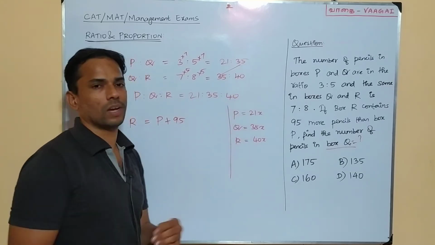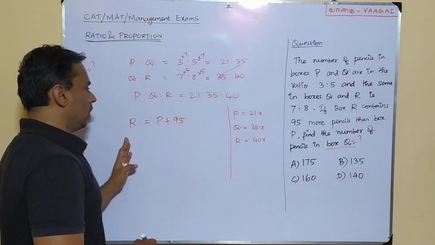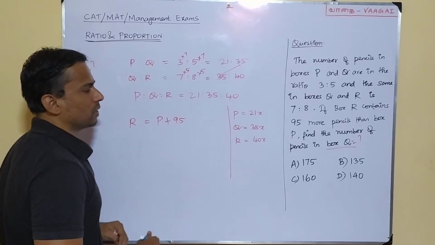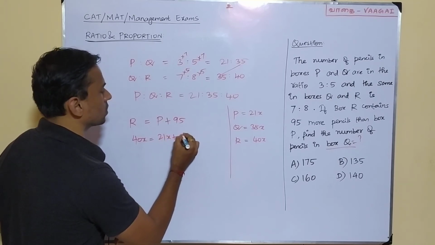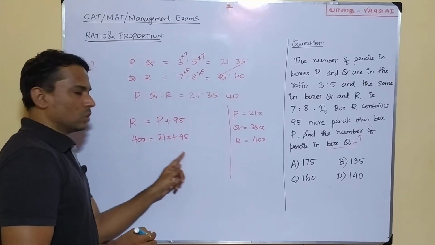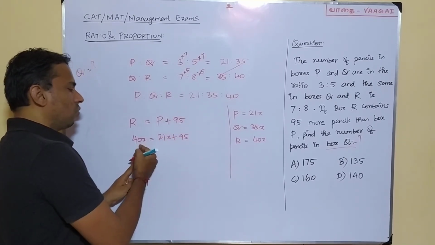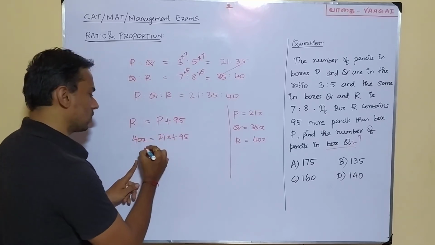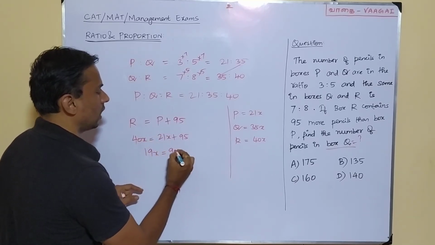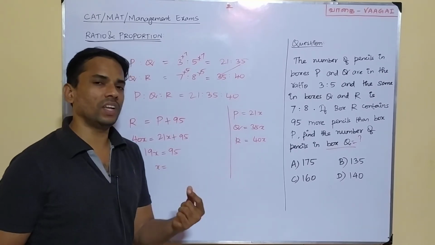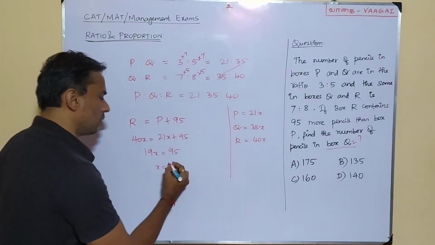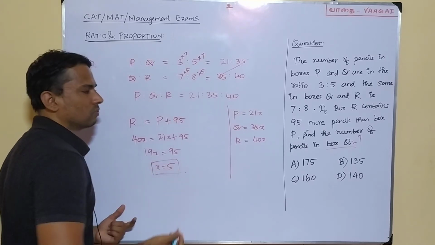So I am going to take it like this. And now R is equal to P plus 95. So that means 40x is equal to 21x plus 95, and that will give us what? Once we bring it here, we'll get 40x minus 21x, so that gives us 19x is equal to 95. Now when we solve for x, we get 95 divided by 19, which is simply 5, right? So x is 5. Very simple.